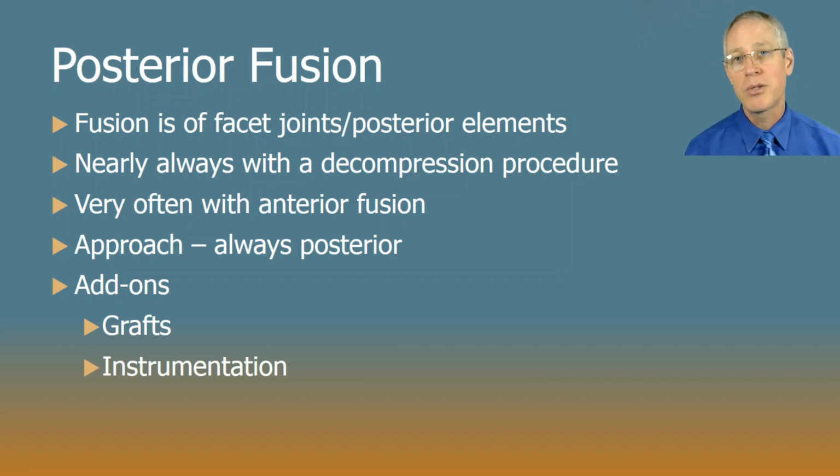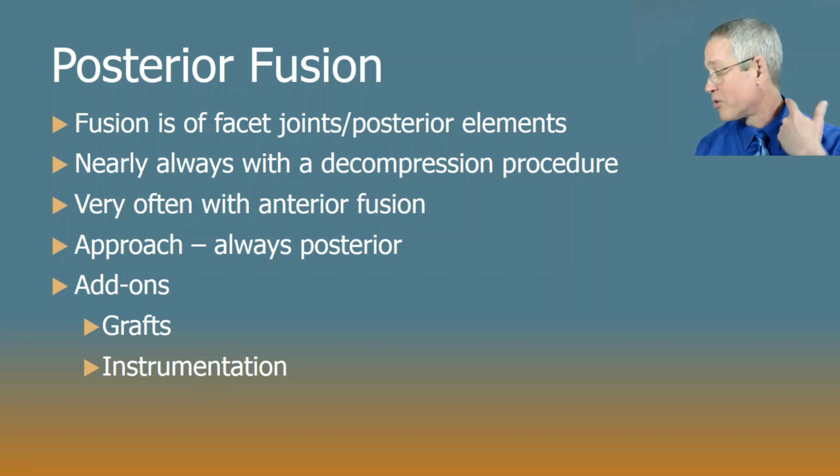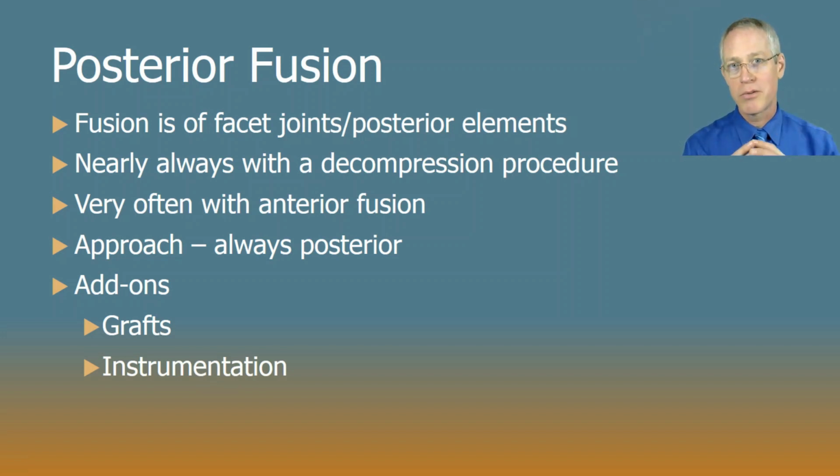The approach to a posterior fusion is always posterior. So they can scratch that off your list. It's easy to remember. Why would you go through the vertebral body, the disc space, past the spinal cord and the nerve roots just to get to the posterior column? So it's never done. The add-ons for posterior approaches are the bone grafts, meant to encourage the bones to fuse together, and the instrumentation, which is only there to hold it as long as it takes to fuse. Doesn't actually add a whole lot of strength to the construct, but it keeps it there just like a cast on a fracture so it can heal up.